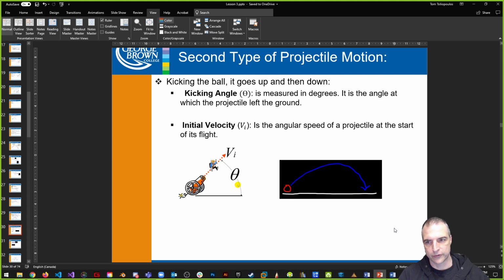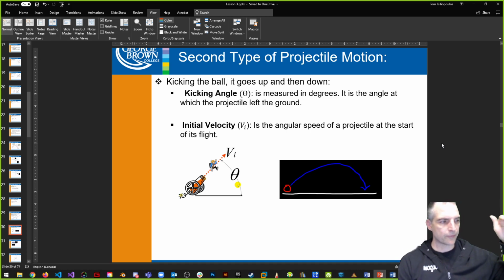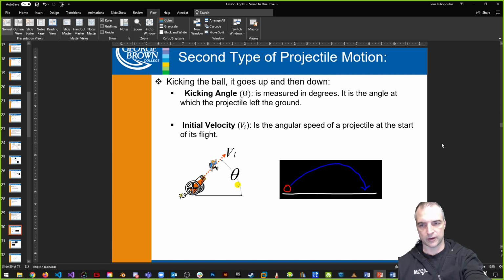Yes, perfect world, no friction. Exactly. Kicking the ball, this is the second type of projectile motion. The first type is what we saw: you're off the top of a hill, you've got no angle. The angle's perfectly flat, so we can just ignore it, and we're just projecting a ball straight across from the top of a hill. Here's the second scenario.